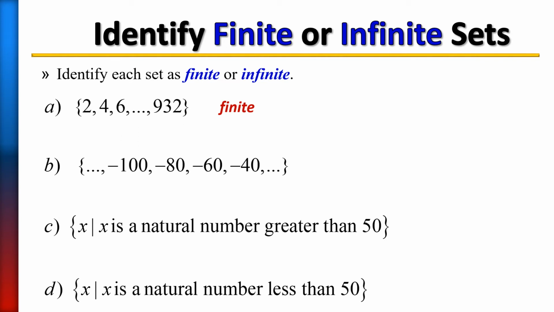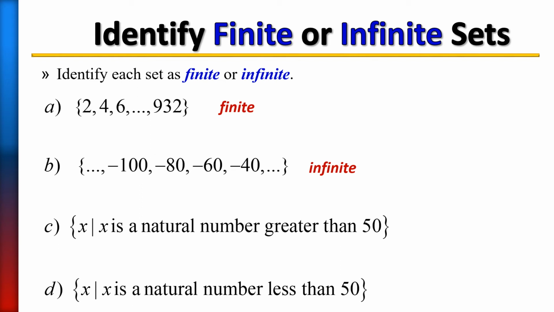Let's go to example B. In example B, you have the ellipses both in the front and in the back, which means that in both directions, it's going to go on and on to infinity. So therefore, this is a set which you will not be able to count or finish the counting process because it goes on to infinity. So it's an infinite number of set members in this set.